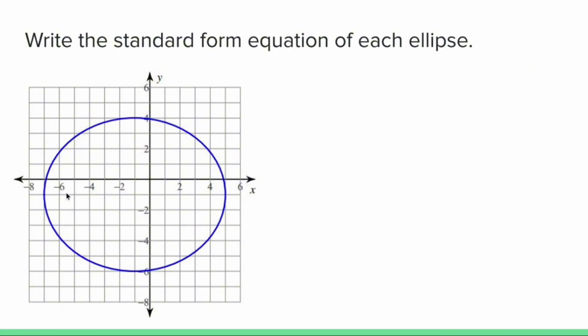Write the standard form equation of this ellipse right here. Well, it looks like I have an ellipse that's short and wide, which means it's the horizontal version. Also, I don't have a center at 0, 0, so I'm going to write out x minus h squared all over a squared plus y minus k squared all over b squared equals 1.